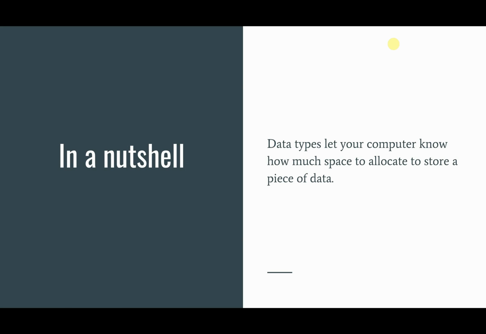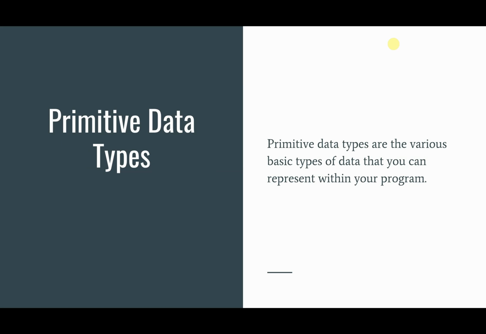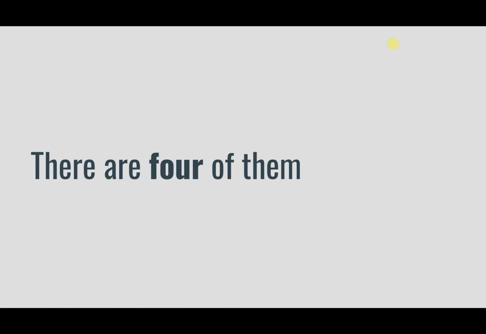So in a nutshell, what data types do is they tell the computer how much space to set aside to store a certain piece of information. So in Python, there are these things called primitive data types, and these really exist in pretty much any programming language, actually. Primitive data types are the various basic data types that you can represent within your program. So what are these most basic types of data? Well, Python has 4 of them.